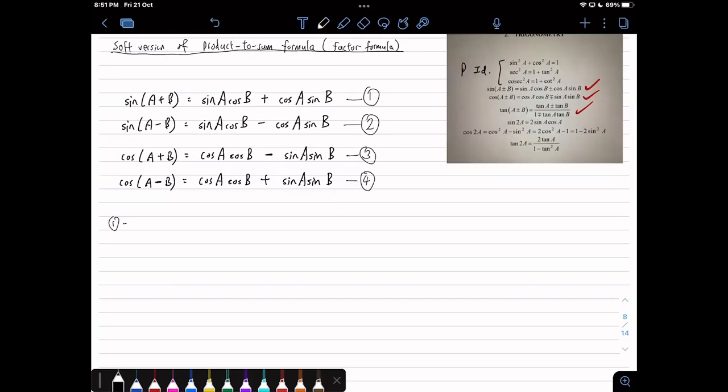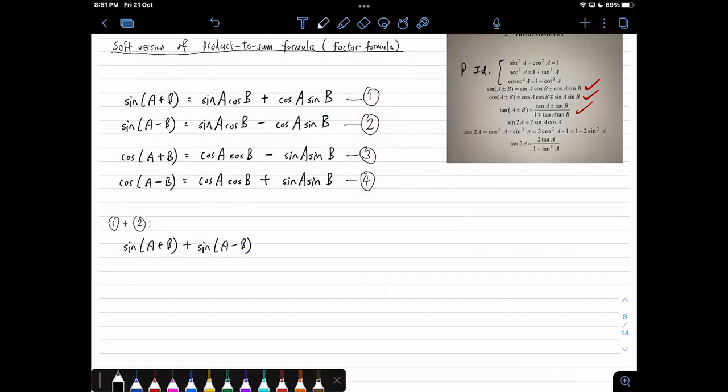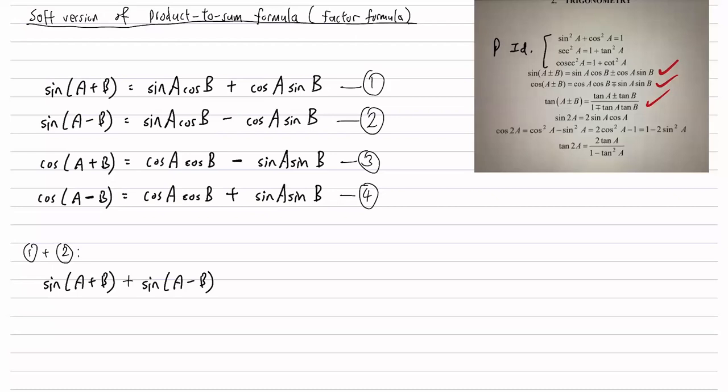Tell me, what is 1 plus 2? Of course, on the left-hand side, it will be just sine A plus B plus sine A minus B. Is it clear, this one? But what about the right-hand side? Cancel. Yes, exactly. They will cancel off. These guys will cancel off. So that means you're actually just left with 2 sine A cos B. The cos A sine B cancels. So what does it mean now? That means if you just make sine A cos B the subject, actually this is all you need.